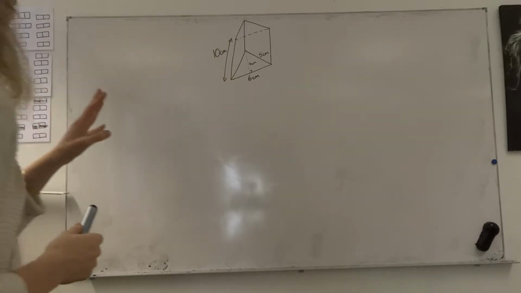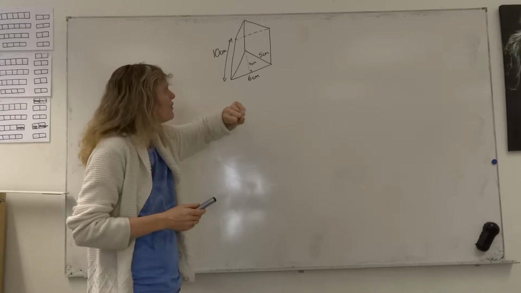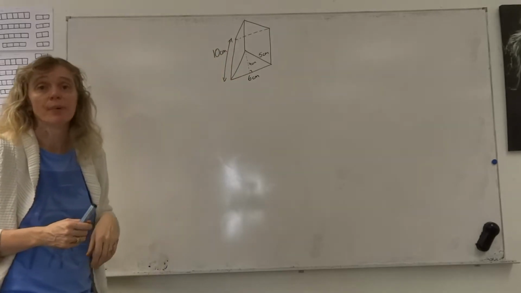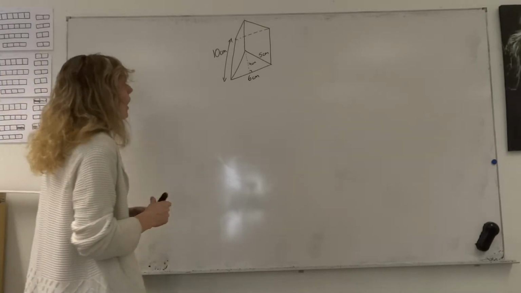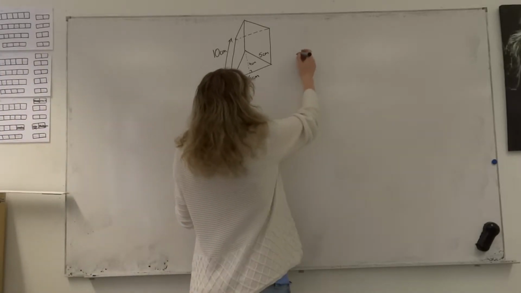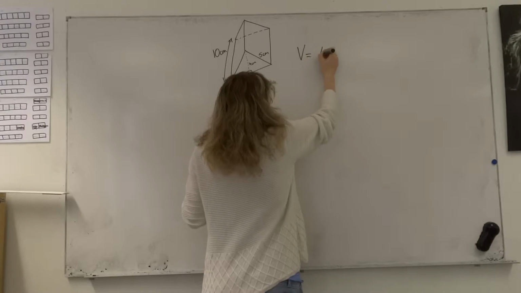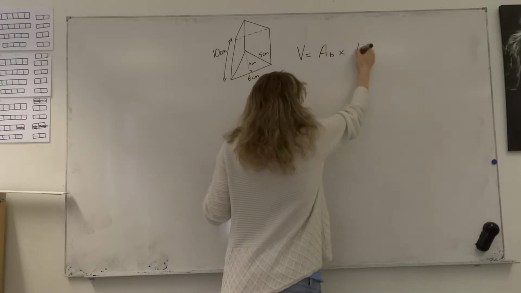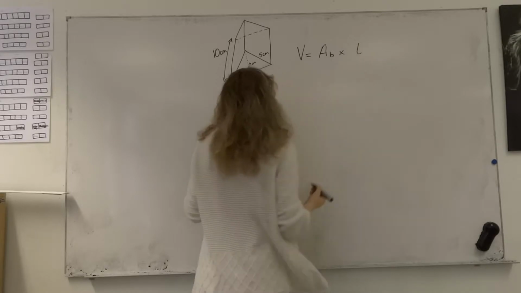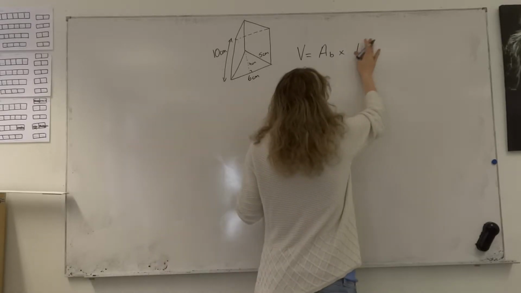Now we're going to look at the surface area and volumes of a prism. How do we work out the surface area and volume of a prism? Well, we use the same formula that we keep on using. The volume is the area of the base multiplied by the length, or the perpendicular height.